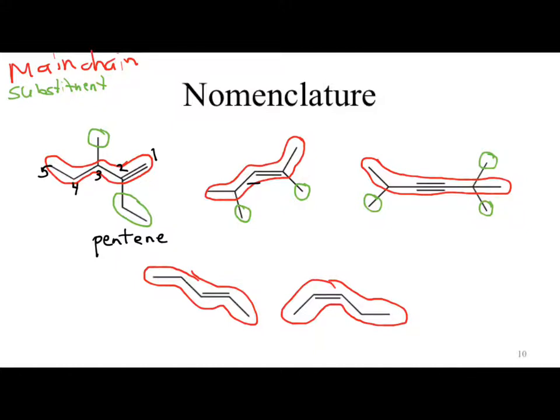We will not number the other direction, because if we numbered the other direction, we'd put our double bond at a higher number. We want the lowest number for our double bond. Because it's possible, we'll go ahead and include the 1 in front of pent. Anywhere that you have a number letter transition, you'll use a dash. What are the substituents?